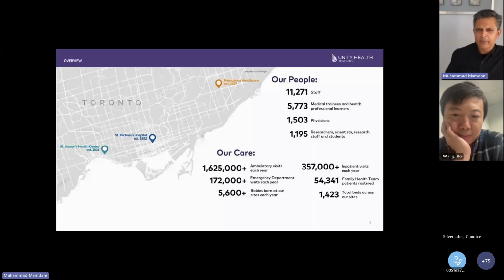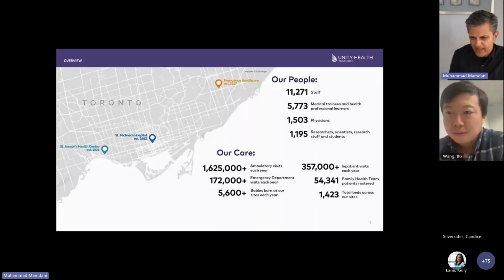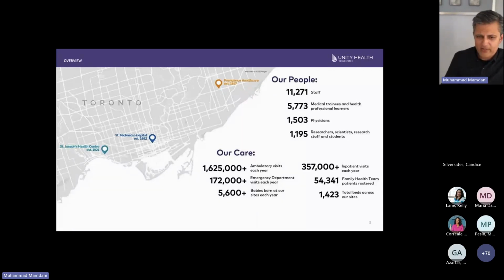Joseph's Health Center, and Providence Healthcare. We have over 11,000 staff, over 5,000 medical trainees and health professional leaders, over 1,500 physicians, and almost 1,200 researchers and scientists. Our volumes: we have over 1.5 million ambulatory visits every year, over 170,000 emergency department visits, and over 350,000 inpatient visits.